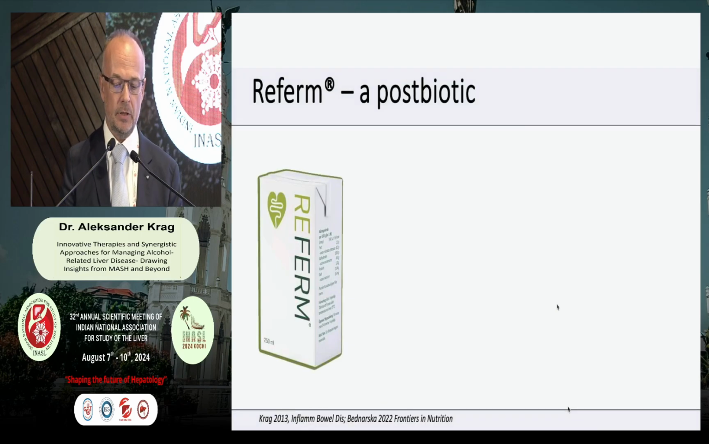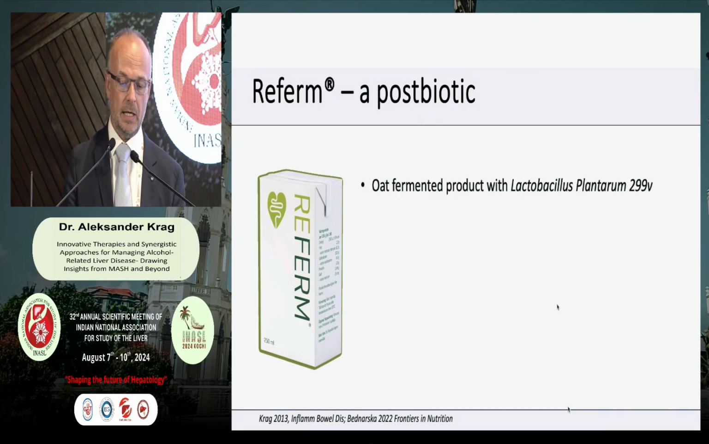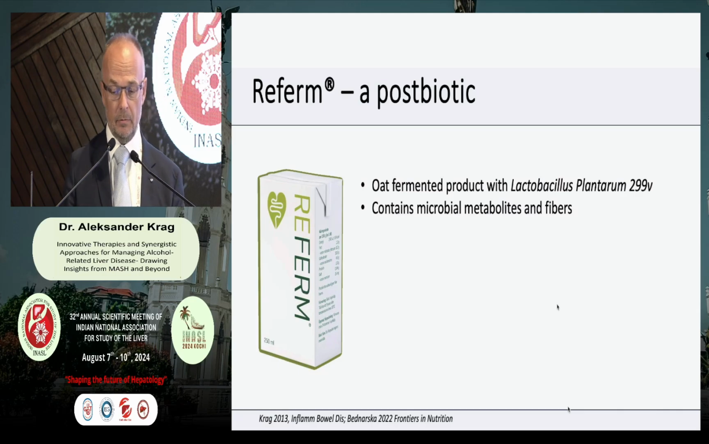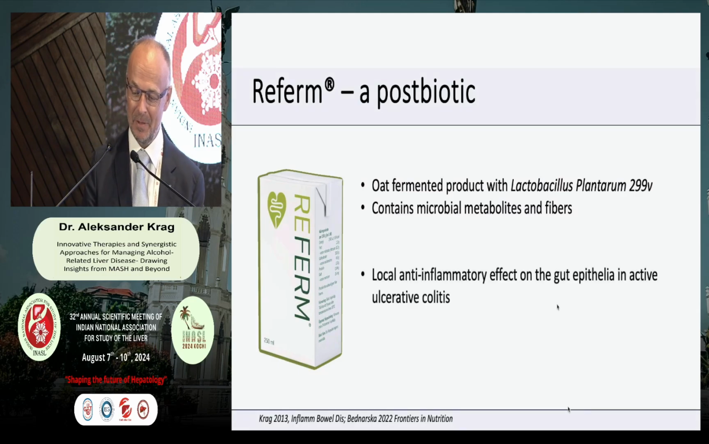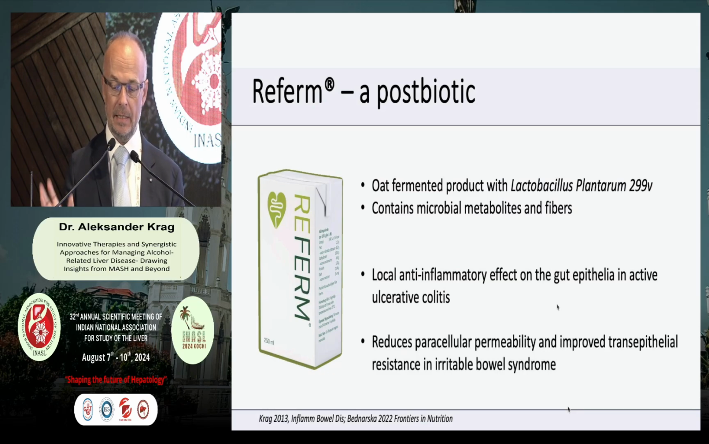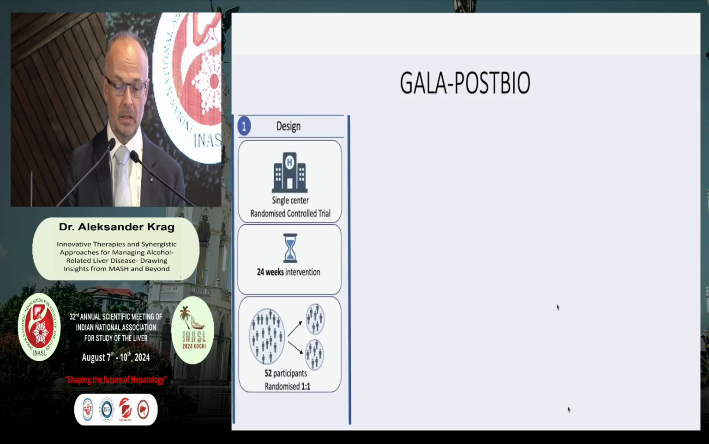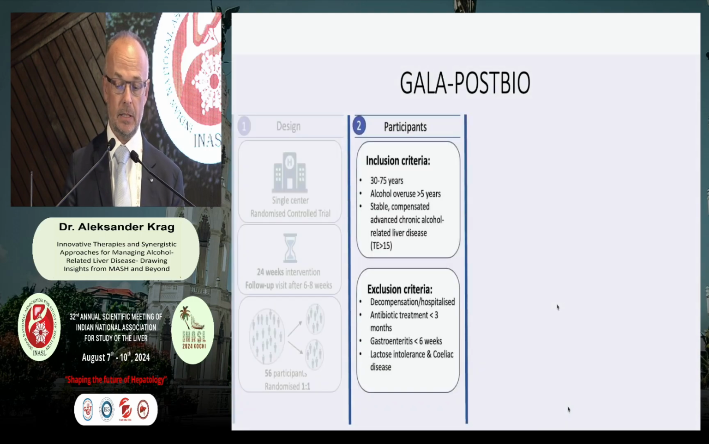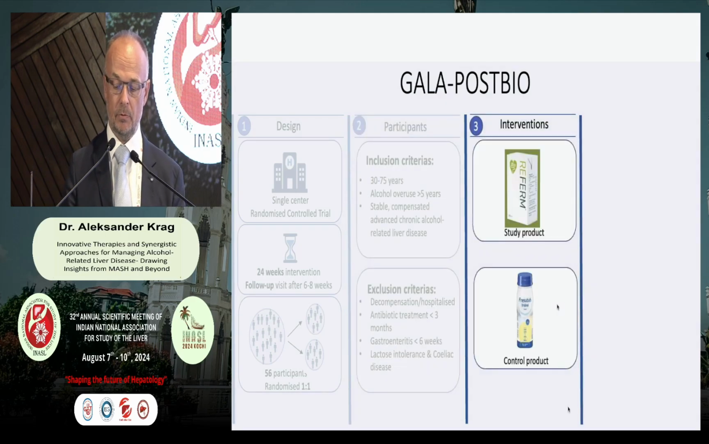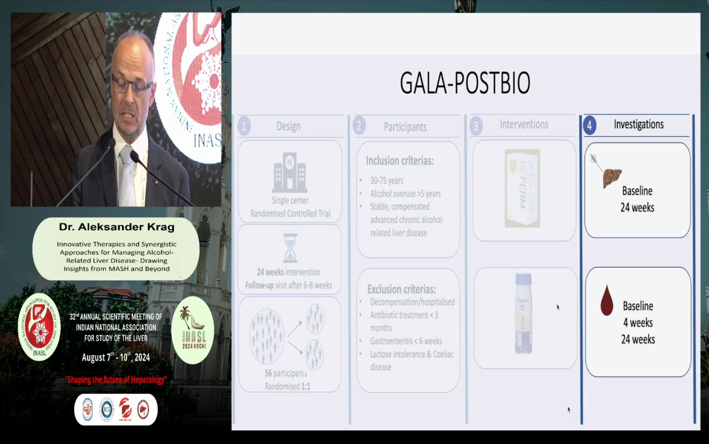Another study we have done, not published yet but on the way, was a postbiotic attacking the microbiome. This is a postbiotic oat fermented product with Lactobacillus plantarum 299v, micrometabolites and fibers. It has already been tested in ulcerative colitis and also improved gut barrier function. This is a pilot study, 52 patients, 24 weeks, randomized, with biopsy. We included patients with cACLD, transient elastography above 15 without decompensation, then randomized them to this product versus a standard diet product, and rebiopsied 6 months later.